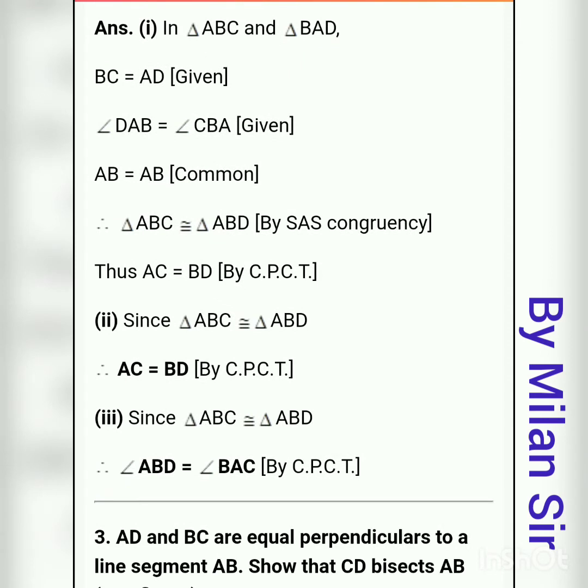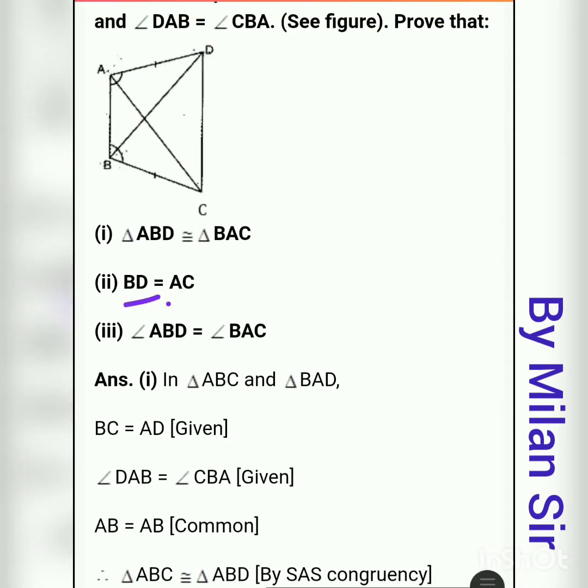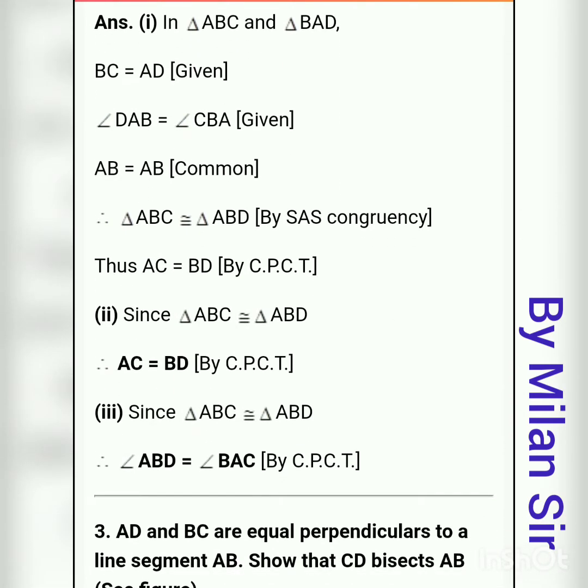Okay, so here triangle ABC is congruent to triangle ABD. Now from that, the second thing we need to prove is BD is equal to AC. We have already written this congruency criteria. So let's find out the AC.